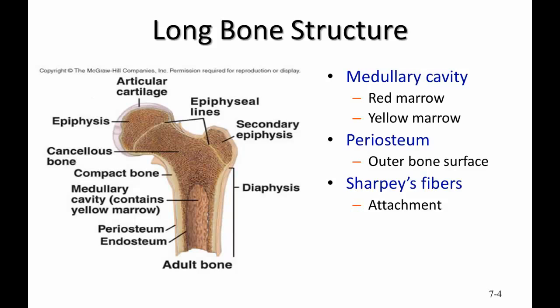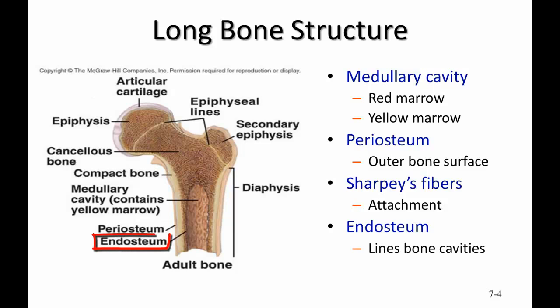Now, we have another name for Sharpey's fibers. They're called perforating fibers. And also, to go back to Sharpey's fibers for a second, that's also what is going to attach a tendon to bone. And then we have what's called the endosteum. The endosteum is what's going to line the medullary cavity and the different blood vessel canals that run through the bone. So endo means inside, so endosteum.